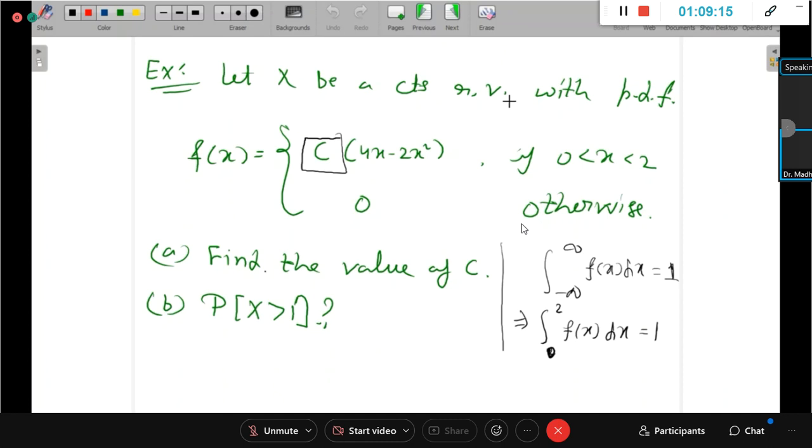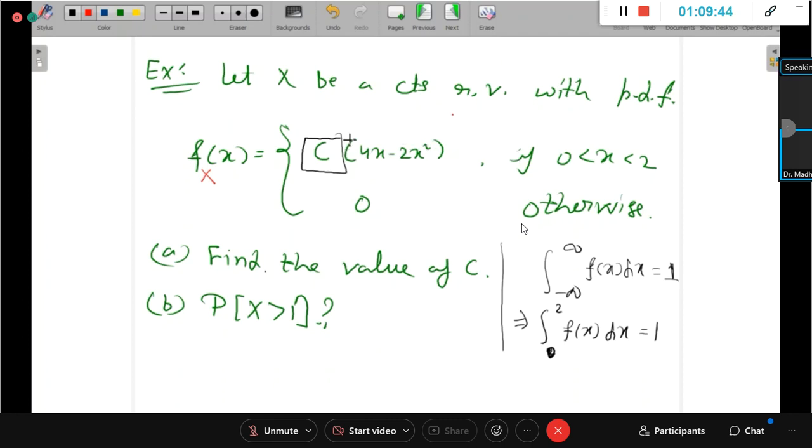Okay, so now the last problem here is as follows. Again, this is the case when you have a probability density function. A similar problem we have solved for the probability mass function by applying the normality condition. You can relate here. Okay, so let X be a continuous random variable with the following probability density function.